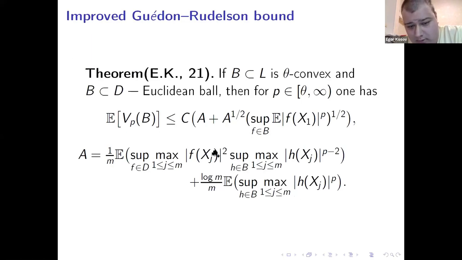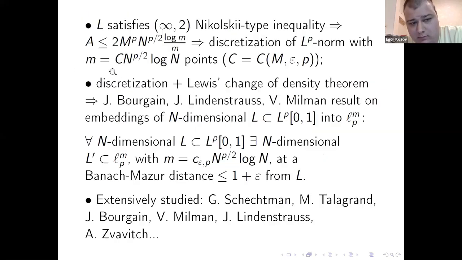Now we can try to get the discretization result. We assume that L satisfies the infinity-two Nikolsky type inequality. So this will be bounded by n to the power p over 2. And when we take m of order n to the power p over 2 times log n, then we have the discretization. And as has already been mentioned in Professor Schechtman's talk, we can combine this result with Lewis's change of density and obtain that any subspace L of dimension n in L_p, when p is bigger than 2, we can embed in small l_p with m of order n to the power p over 2 times log n.